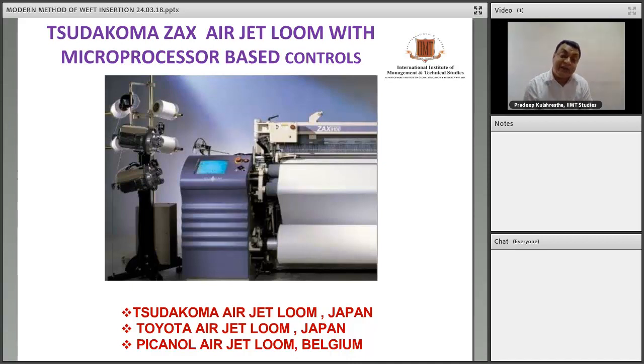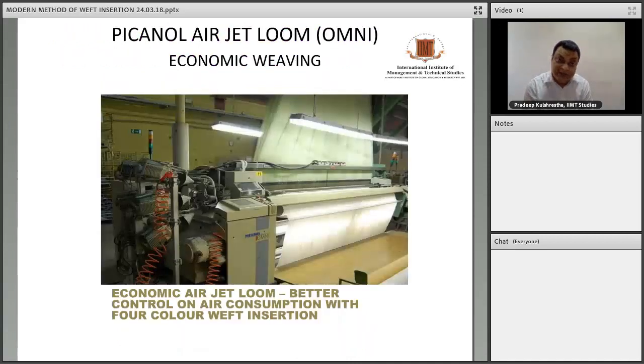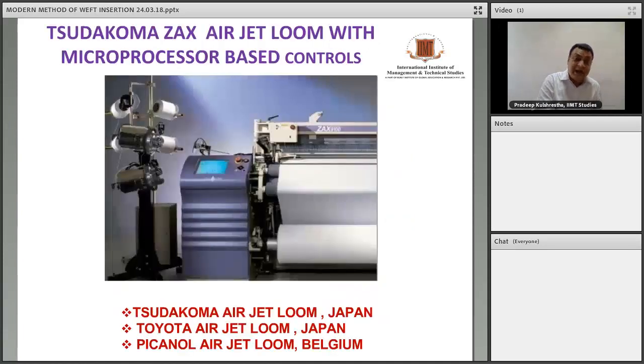Then the Picanol AIZ loom from Belgium is the most advanced loom, the most modern machine. I'll tell you in the next slide. This is the Picanol AIZ loom. I mentioned here the economic viewing. See what is happening in the Tsudakoma. There are some small lacunae. Now they are covered up in the next models, but earlier there were some lacunae.